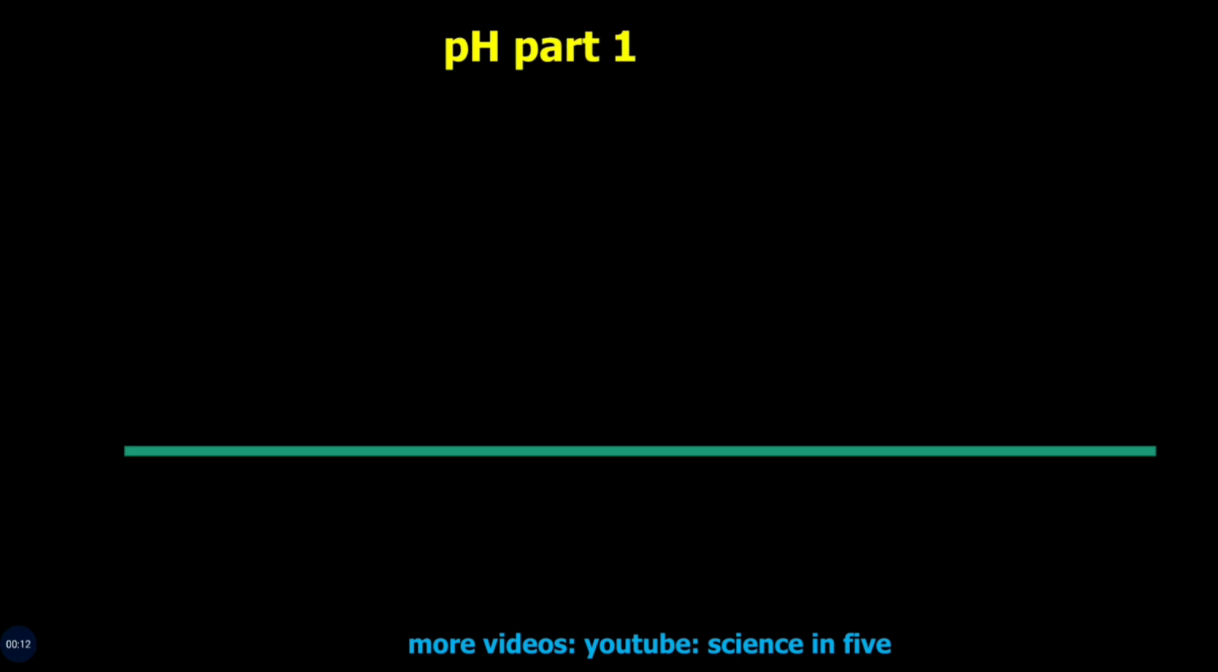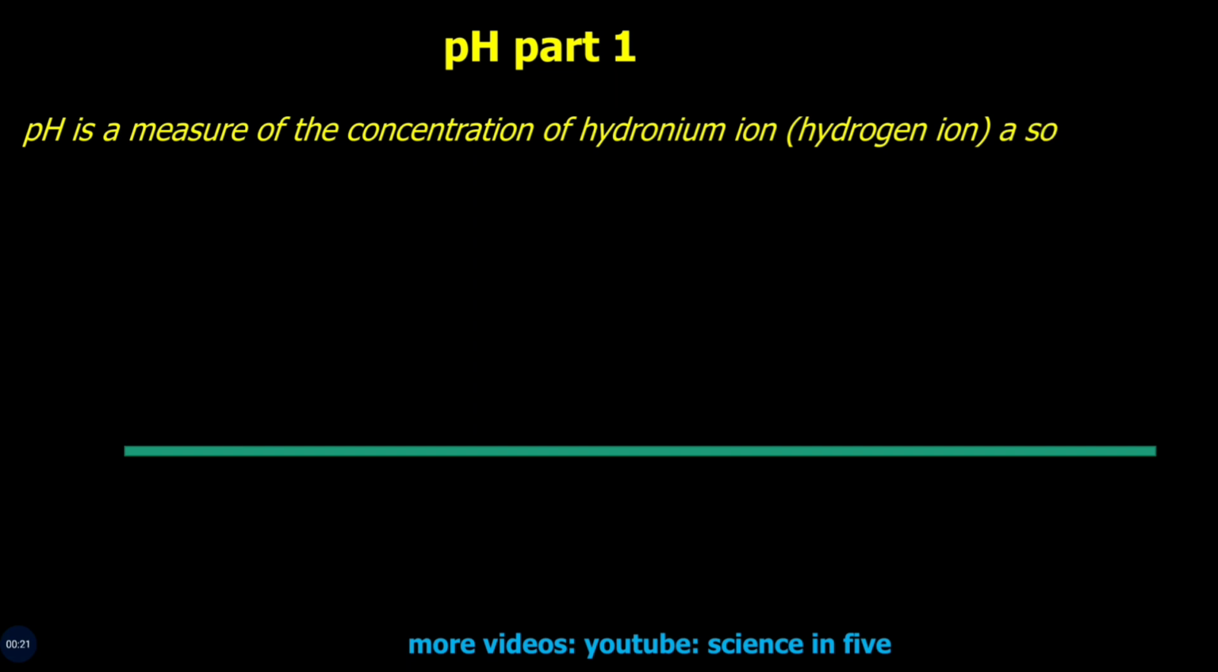In this video, we're going to talk about pH, part 1. By definition, pH is a measure of the concentration of hydronium ion or hydrogen ion a solution has.